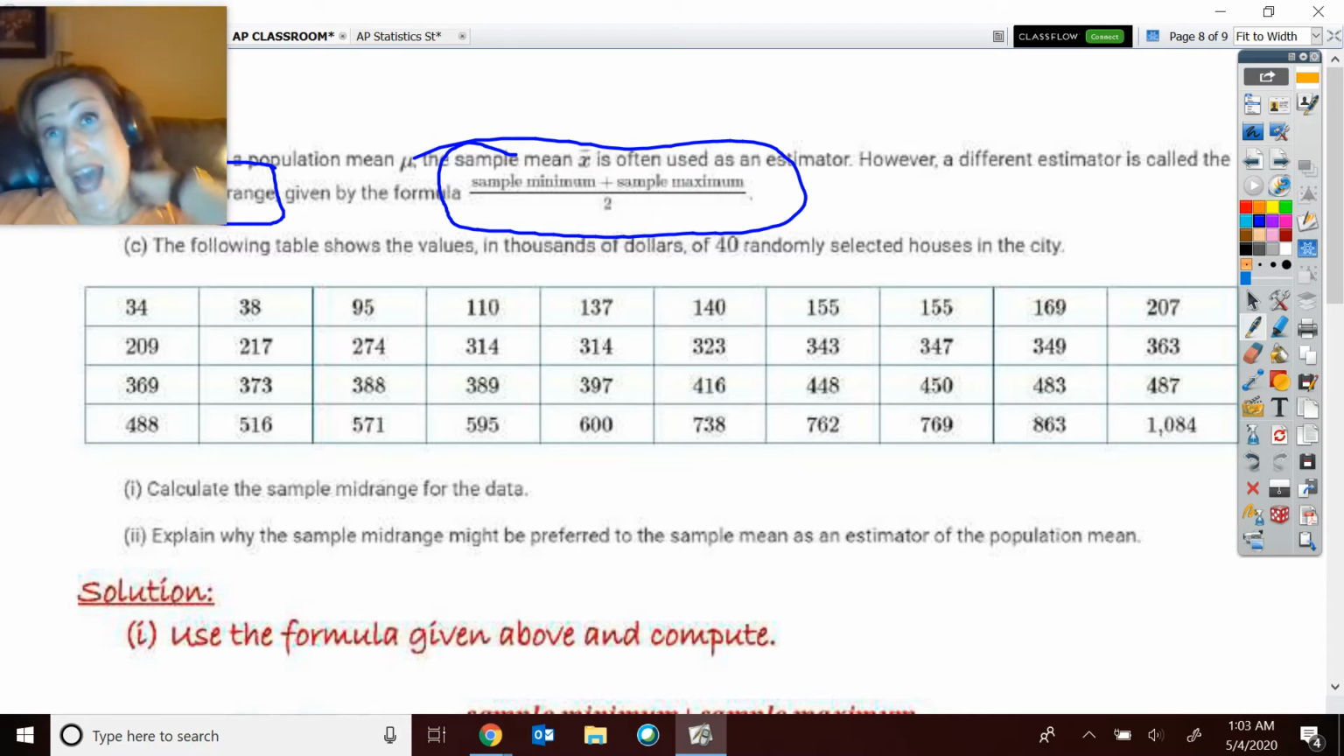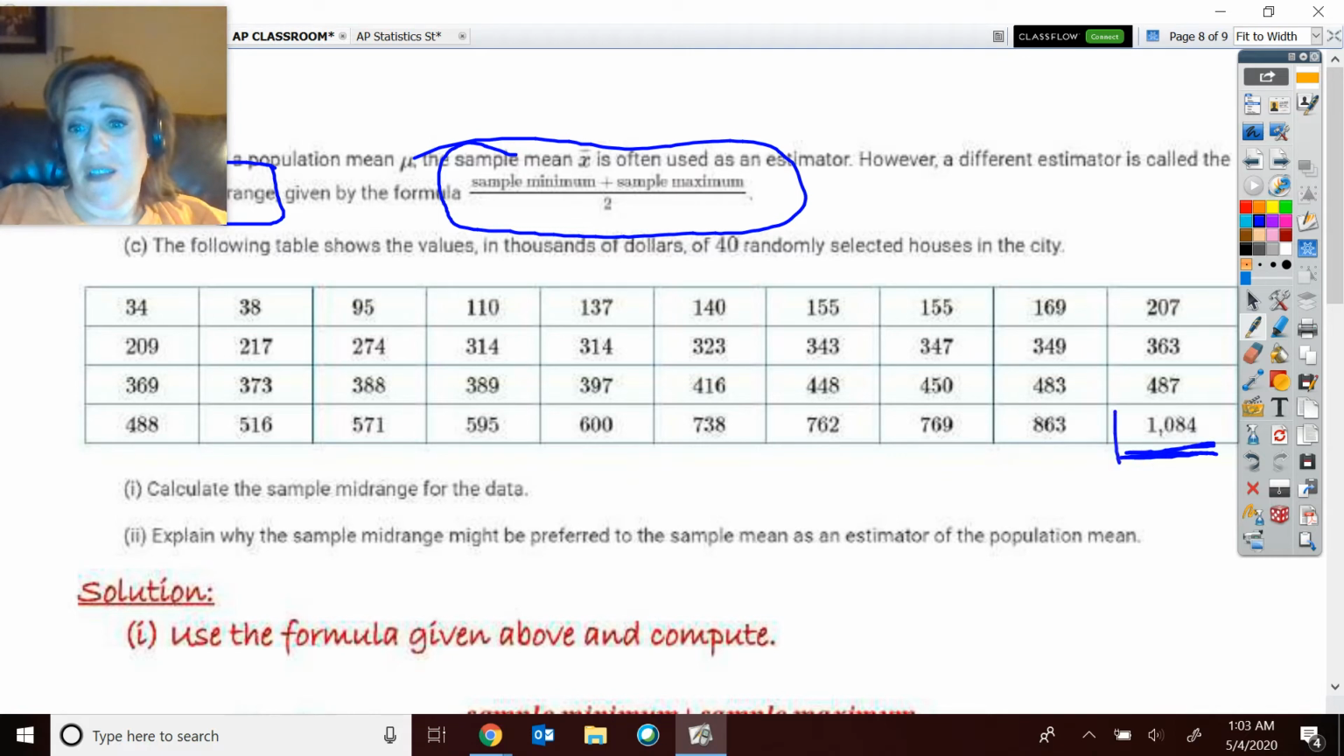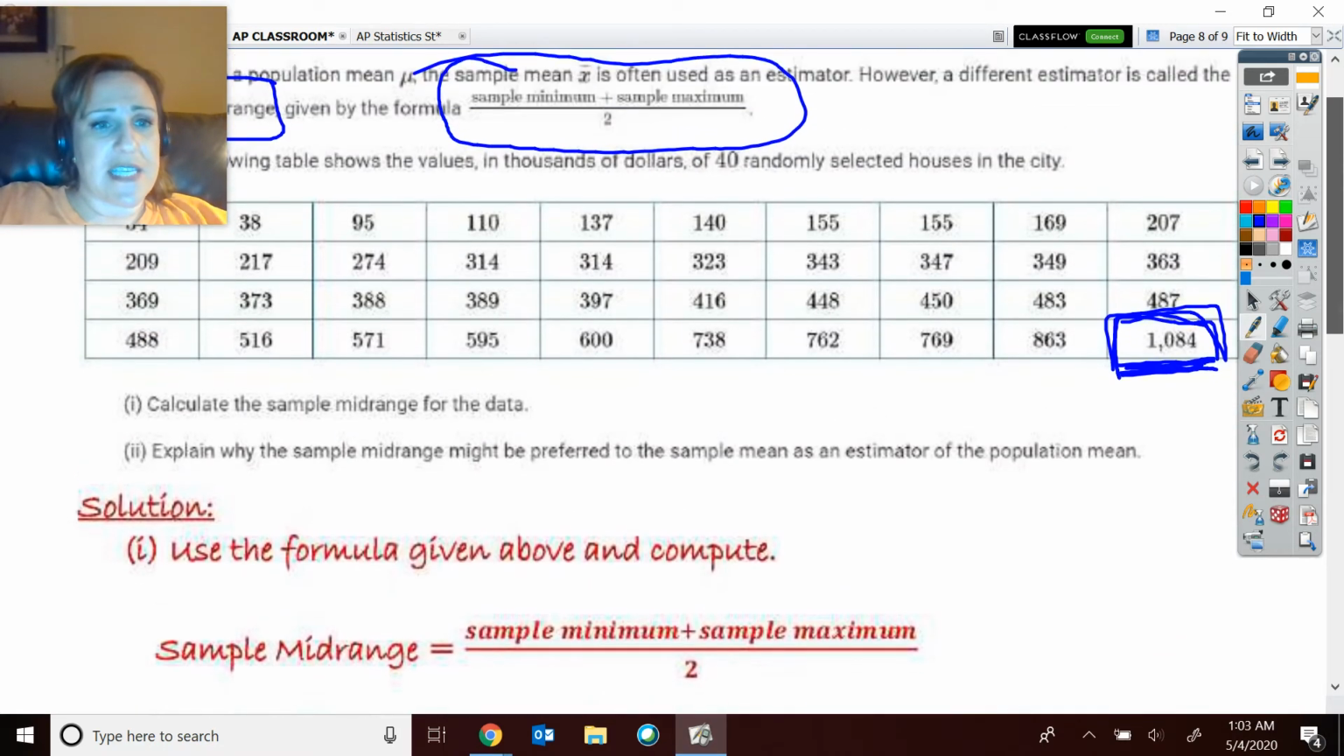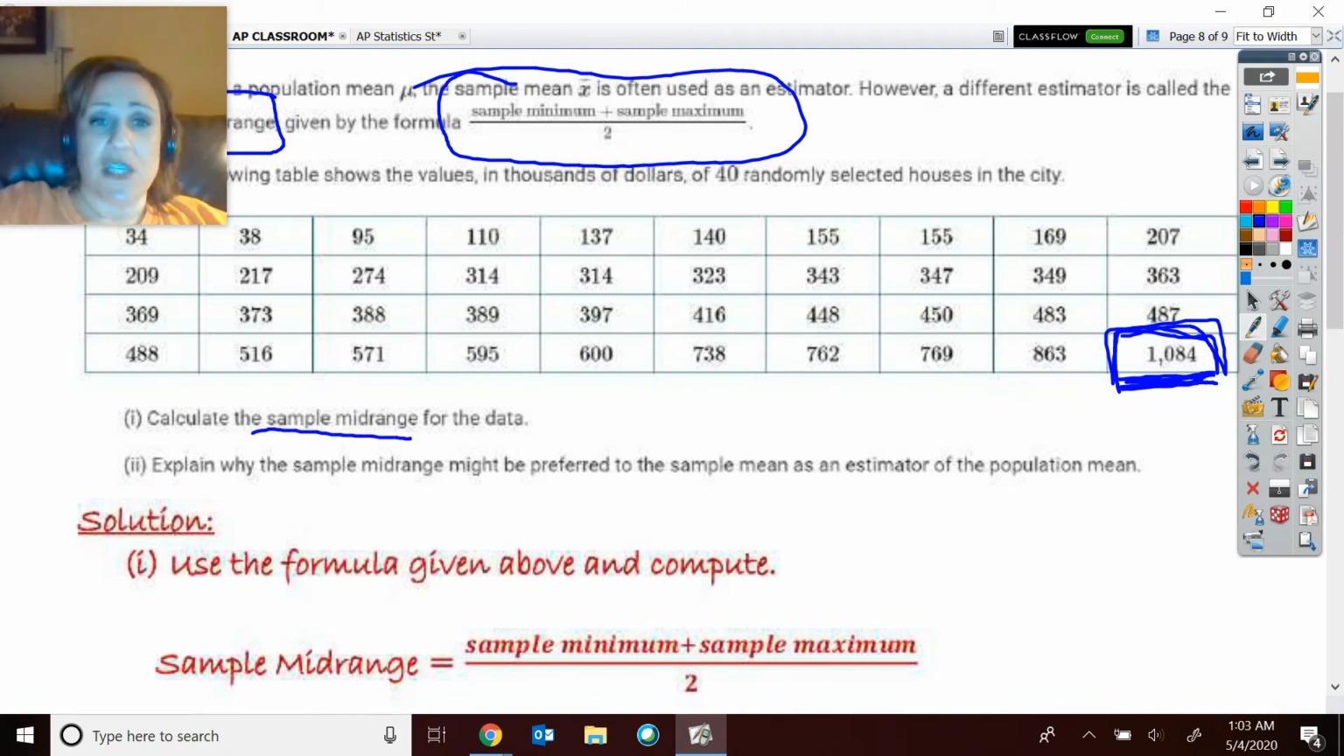Well, I personally would be afraid to do that because you're probably going to have some upper outliers. In fact, look at this one. This one looks like an upper outlier. Okay, so is that a really good estimator? I don't know, because that's going to impact that mid-range quite a bit. All right, so the question just says calculate the sample mid-range. So can you understand what's going on and use that formula? Okay, so I just use a formula.